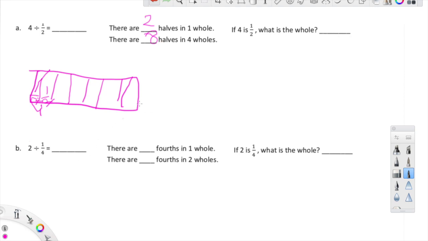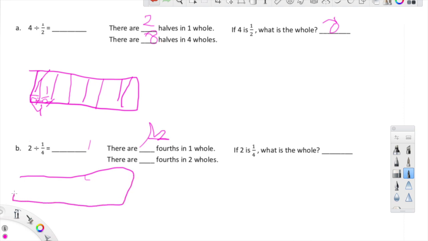Okay, so if 4 is 1/2, what is the whole? Well, we all know that it would be 8. Woo! We got it right. That is not a star, but okay. Deal with it. Okay, so now we will be doing B.